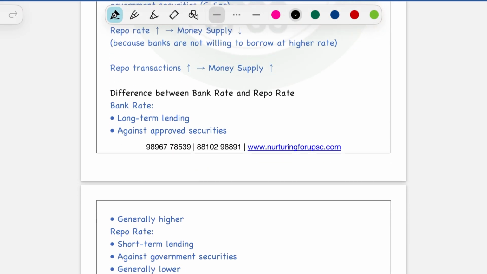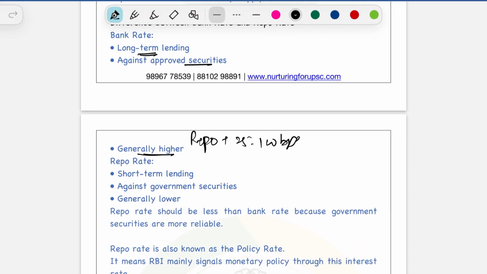Additionally, bank rates are generally for long-term lending, and they are approved against securities, and they are generally higher than the repo rate. So generally, repo plus 25 to 100 bps would be the bank rate. However, repo rates are for short-term lending, they are for government securities, and they are generally lower. Why? Because they are generally for a shorter time. So that's why the interest rates on them are also lower.